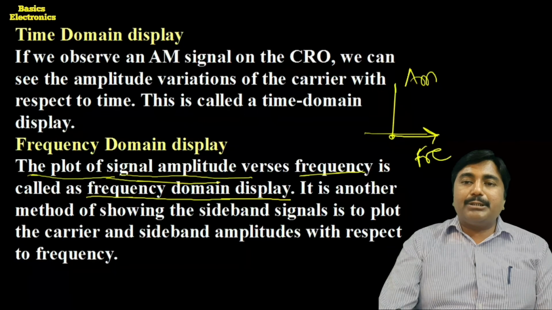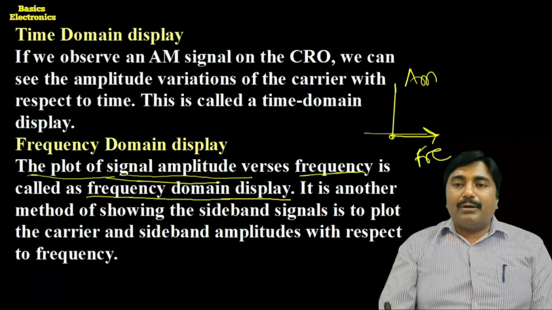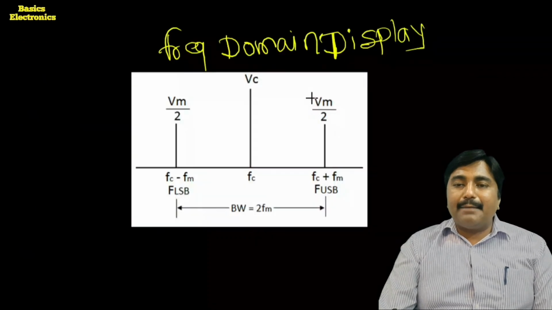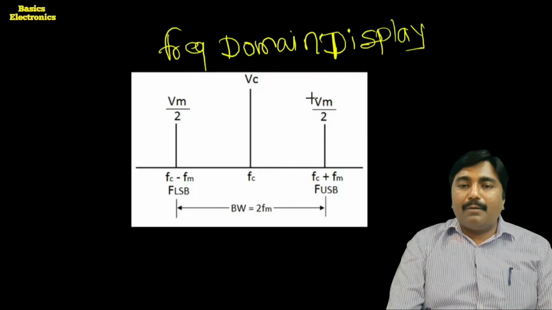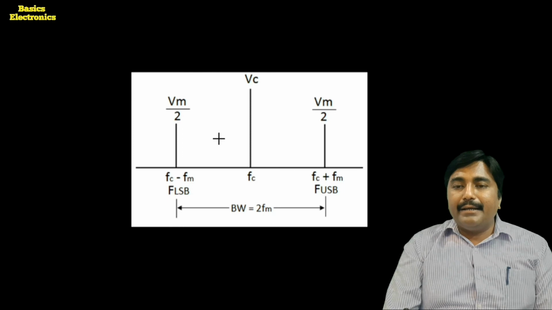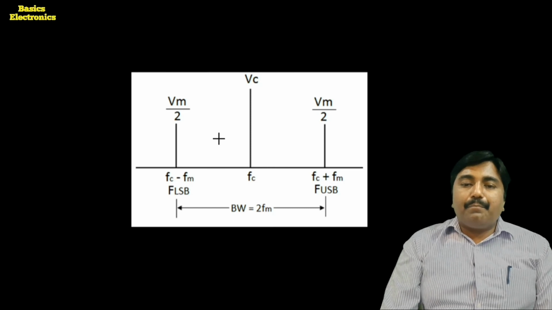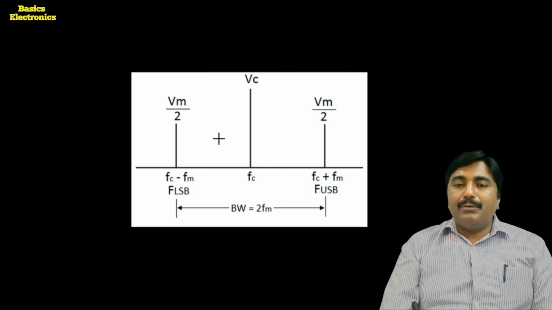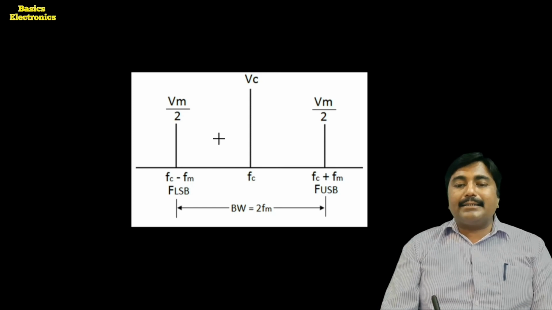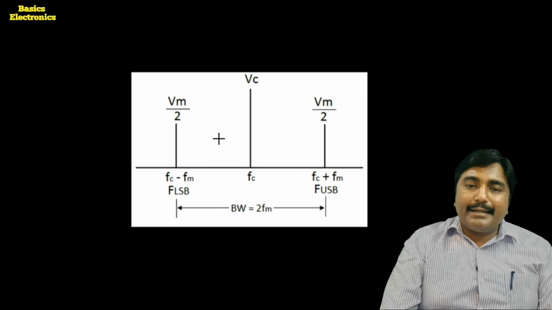Okay, so if we use the spectrum analyzer and observe the display, then we get this type of display. This is what we call the frequency domain display, and the frequency domain display is that display which shows the frequency and the amplitude. The plot of the amplitude versus the frequency is what we call a frequency domain display.